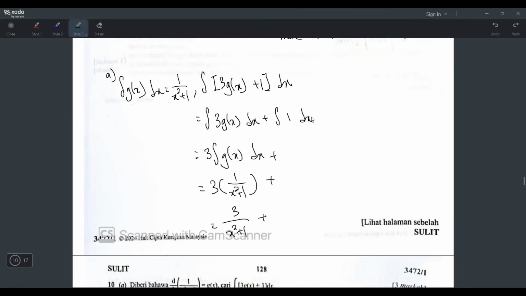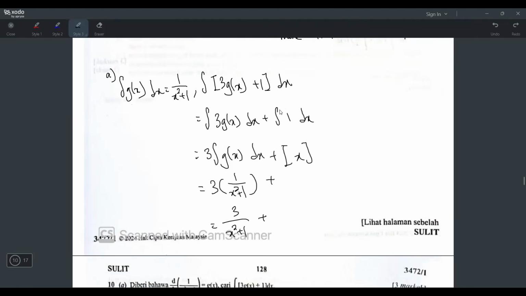Okay, this integral of 1 dx, I cannot use this information to help me, because this one is integrate gx, this one is integrate 1. So it's not the same thing. But I can integrate it myself because I know how to integrate. 1 is a number, right? So what happens when you integrate a number? You just put x, right? So what is integrate 1? It's just 1x like that.